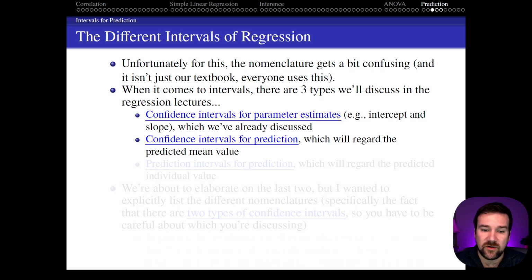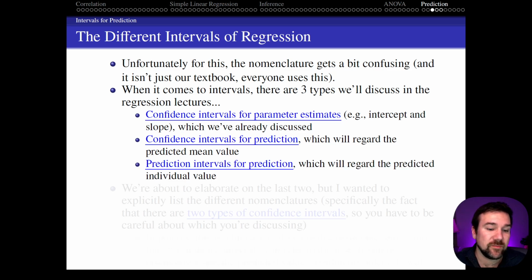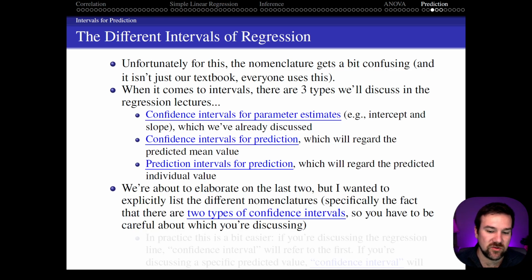There's a second type, though, a confidence interval for prediction. So I have a prediction value, and I make a confidence interval around it. Now, this confidence interval is going to be regarding the mean value, that is, the average outcome if I predict at that level. There's a third type that we'll call the prediction interval for prediction. And this is going to regard predicting an individual value. So let's say I'm going to make a prediction on my regression line, and I want to predict it for a specific case. That actually gives me a different interval than predicting it on average. And so we'll talk about that distinction.